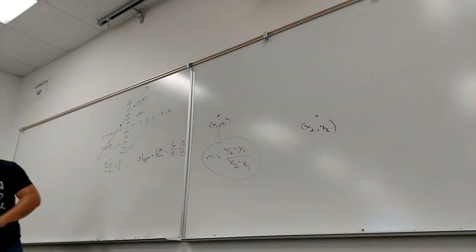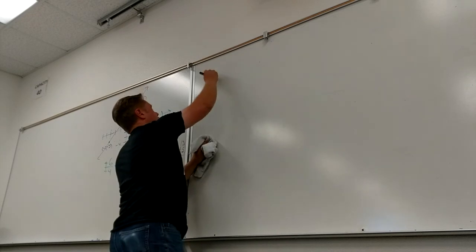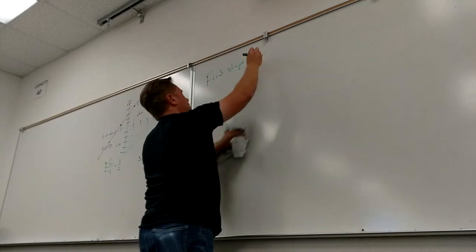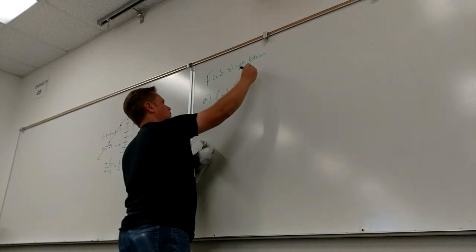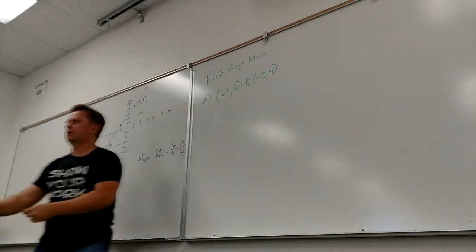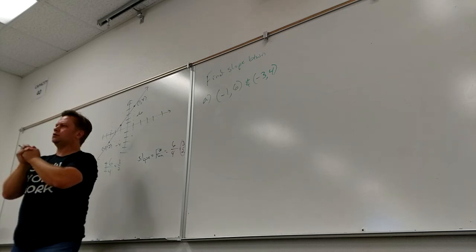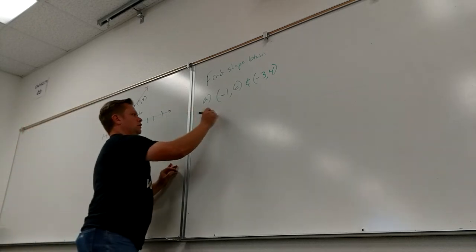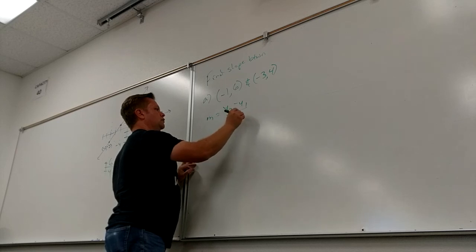All right, so watch it. So let's try this out. Find the slope between these points. Let's try this one together. I really want you to understand why we have the little subscripts on this equation. So the equation is y2 minus y1 over x2 minus x1.